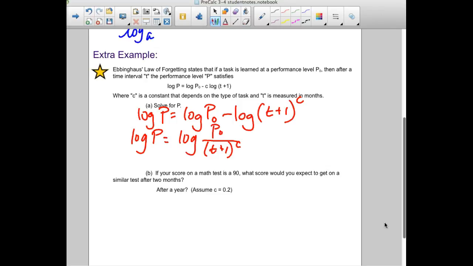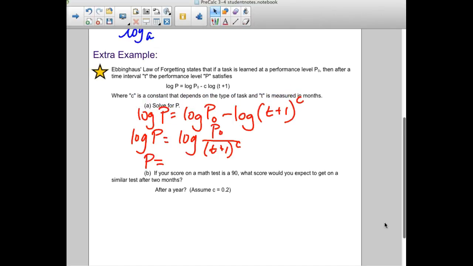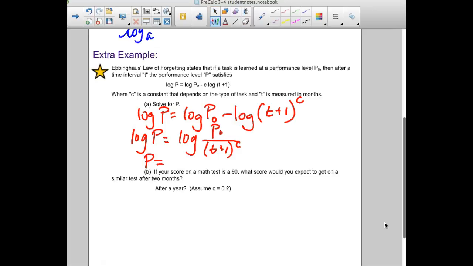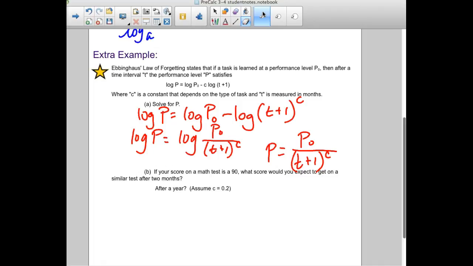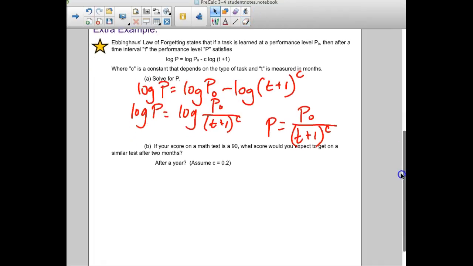And if you have the log of something on one side equaling the log of something on the other side, those two somethings have to match. Okay? In other words, the log of 2 can't equal the log of 3. So that means that P has to equal P sub 0 divided by T plus 1 quantity to the C power. Yes? All right.